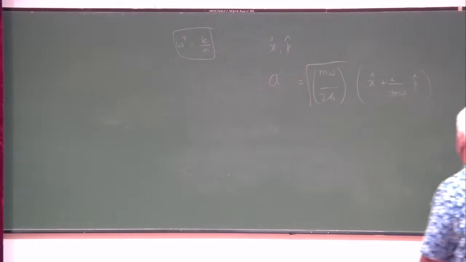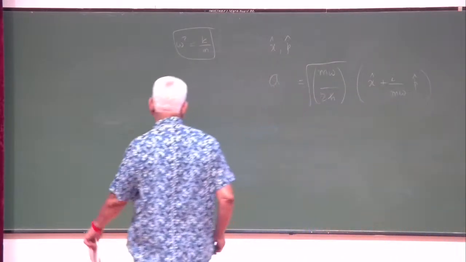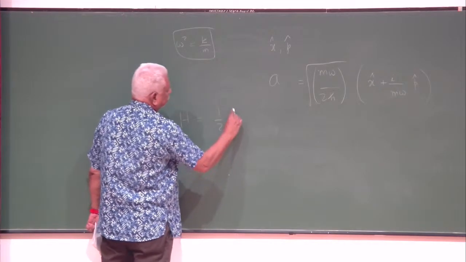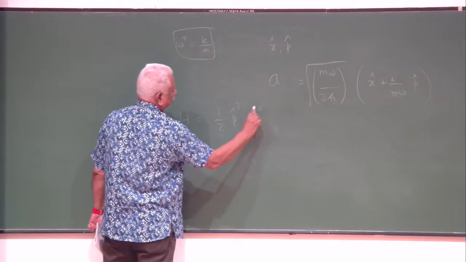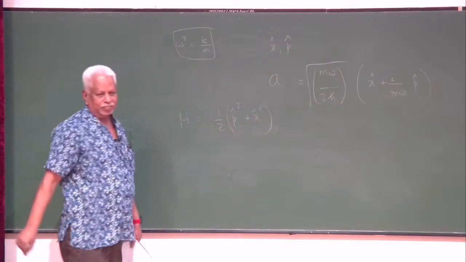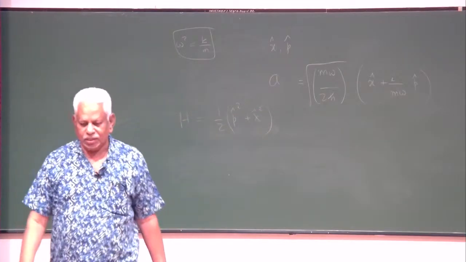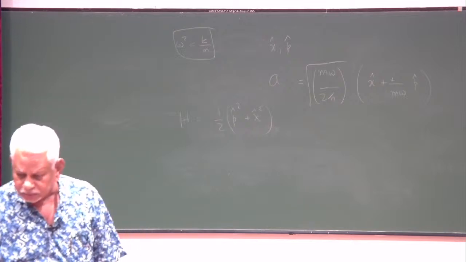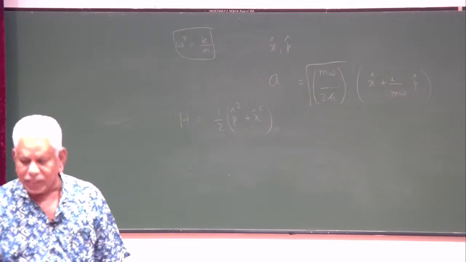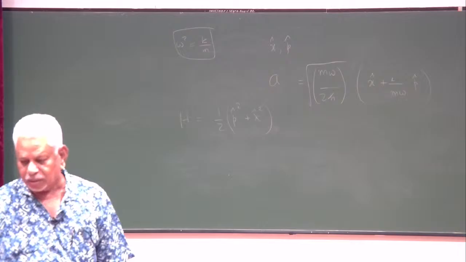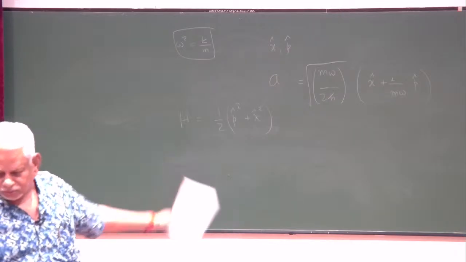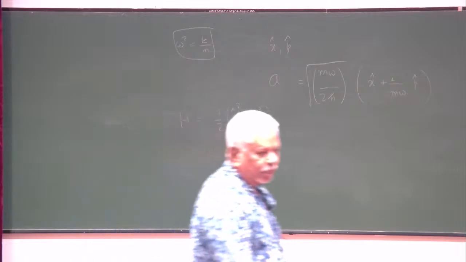In that case, my Hamiltonian is half p hat square plus x square, as simple as that. That is all the Hamiltonian. Where minus term? No, p is minus i h bar d by dx, but p square will have the differential operator, this will not have.